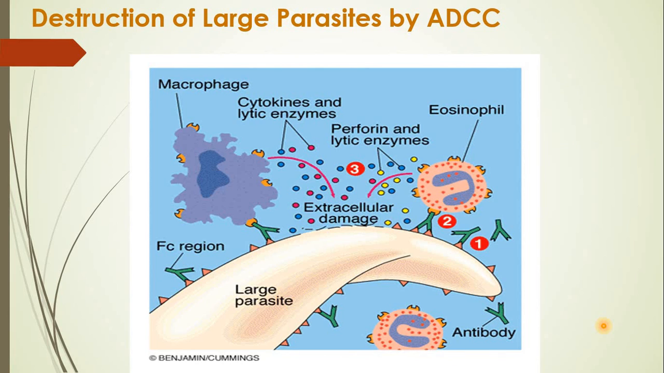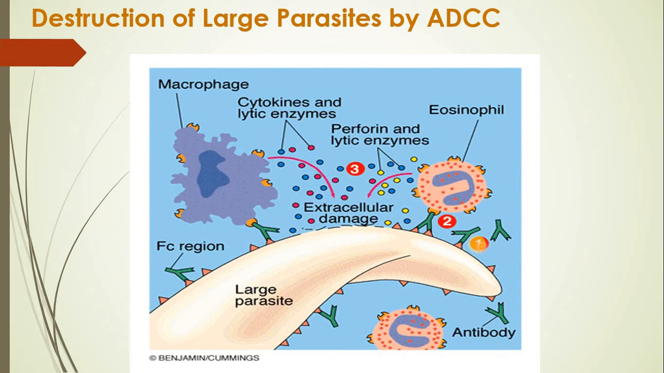Now, destruction of large parasite. As in the previous slide, I was talking about the smaller pathogens or the soluble pathogens. But what about the parasites which are large in size? So, a large parasite will also have large number of receptor molecules onto their surface, which will be identified by the IgG molecule. Now, all these green Y-shaped structures are IgG molecules. They will be identified by the receptors.